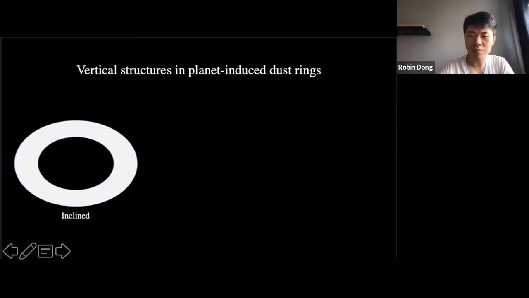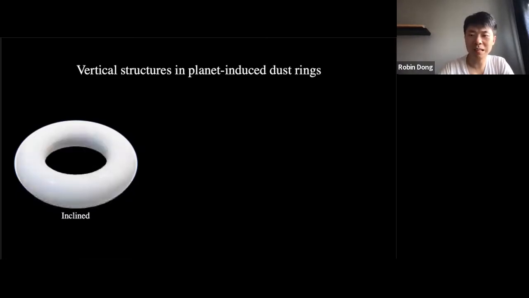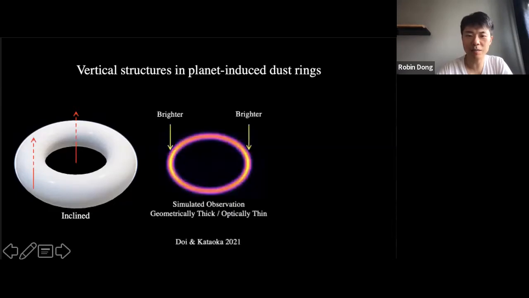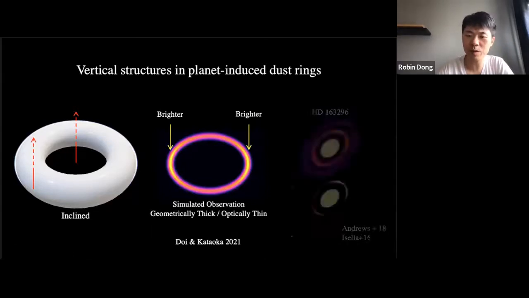However, if the ring has a finite thickness and is optically thin, the line of sight going through the edges will penetrate a thicker layer of material than the line of sight going through the minor axis. As a result, the two edges along the major axis will look brighter than the two along the minor axis. This is very subtle. We're talking about a few percent difference. Still, with ALMA, this may have been observed.